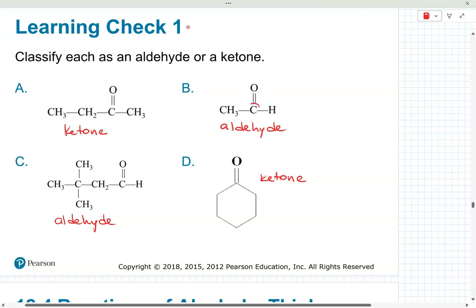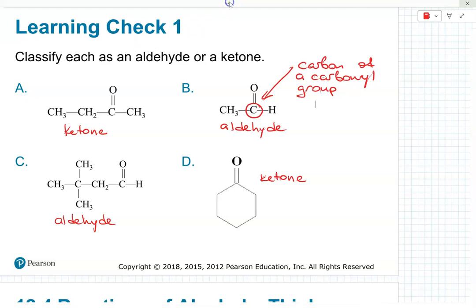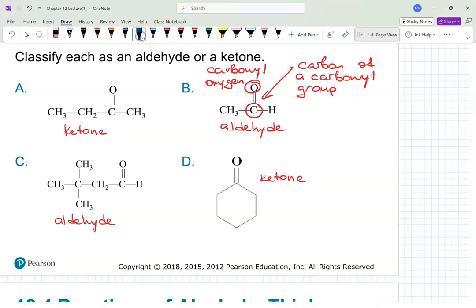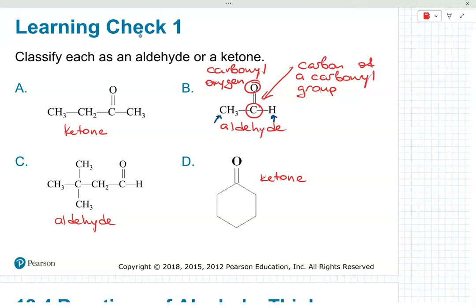In an aldehyde, that carbonyl carbon, okay? It is connected to what? It's connected to oxygen, right? It's carbonyl oxygen. I'm gonna name it. And check this out. A hydrogen and another carbon. Does that make sense? Now, this is the definition of an aldehyde. The carbonyl carbon forms one bond with a hydrogen, another bond with another carbon.